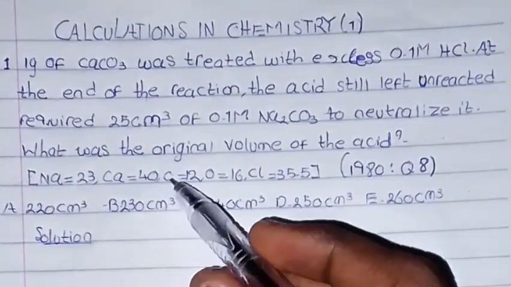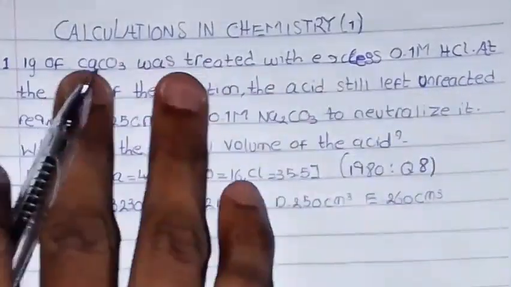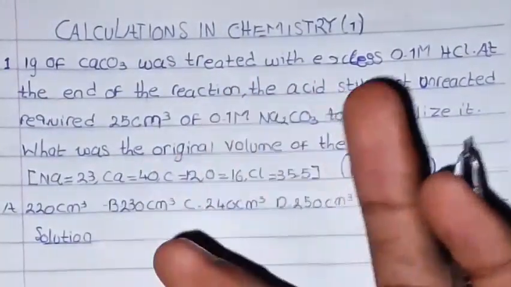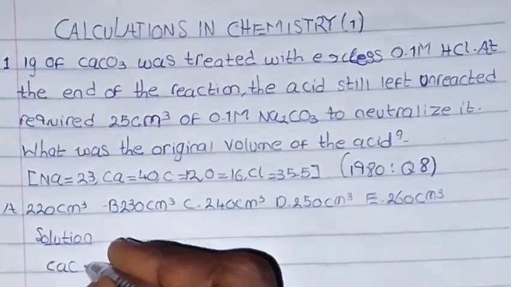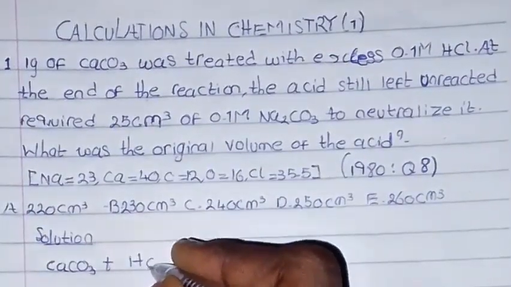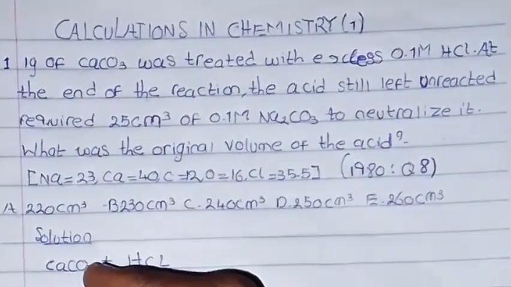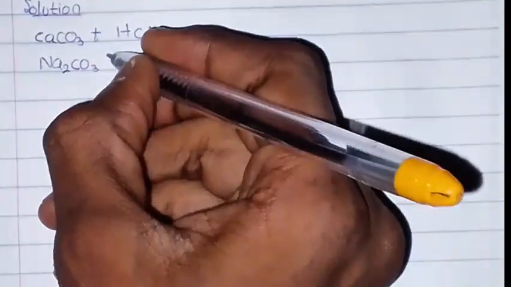The first thing we want to do is find the number of moles of HCl that was consumed in the first reaction. The reaction is in 2 steps. The first reaction was when CaCO₃, which is calcium carbonate, reacted with HCl. And then the second reaction was when sodium carbonate reacted with what was left. That's the excess that was left from the reaction of calcium carbonate. So it reacted with the same HCl.